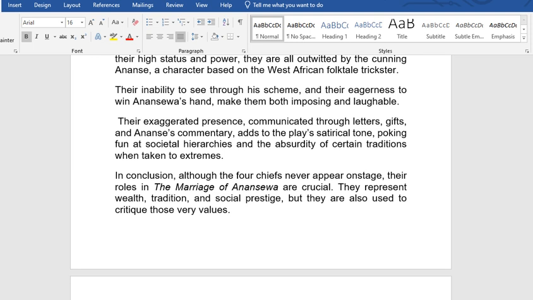Their exaggerated presence, communicated through letters, gifts, and Ananse's commentary, adds to the play's satirical tone, poking fun at societal hierarchies and the absurdity of certain traditions when taken to extremes.